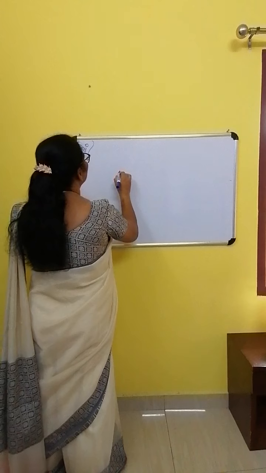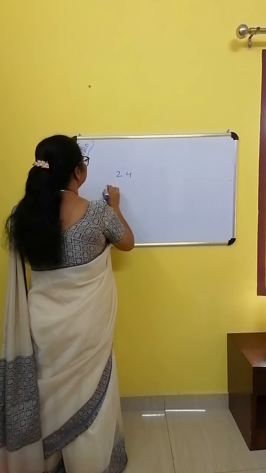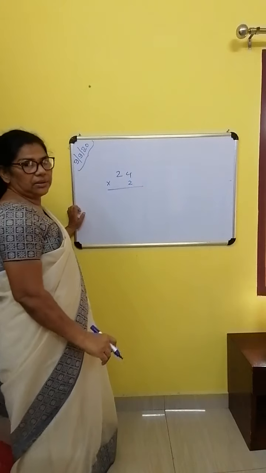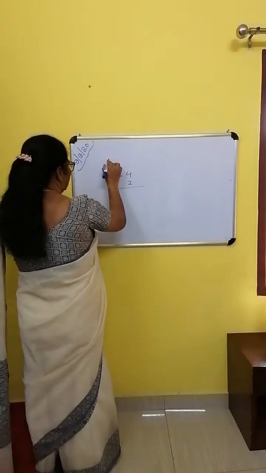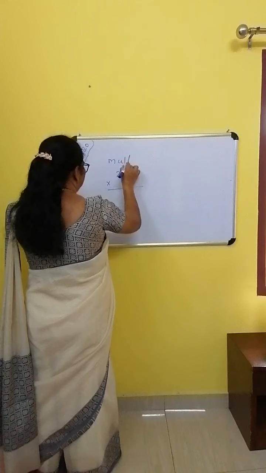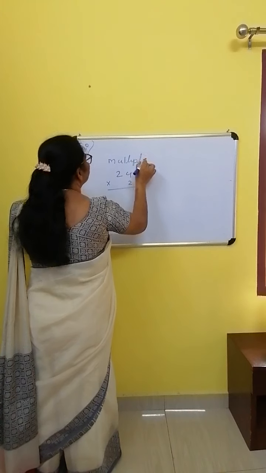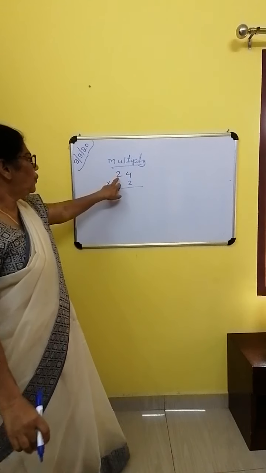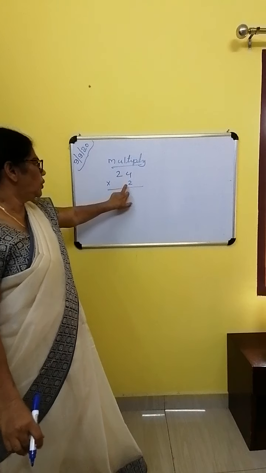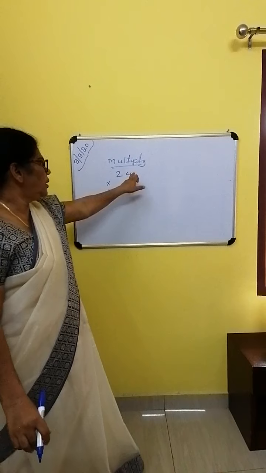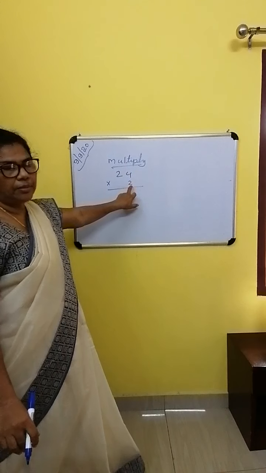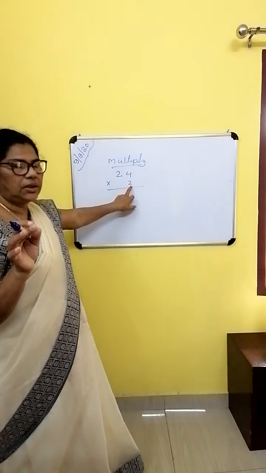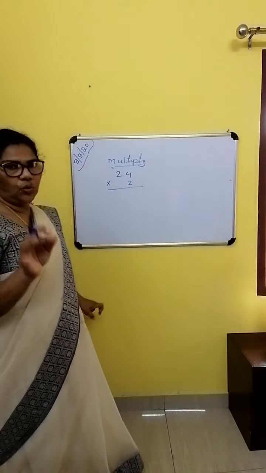Here I will tell you, 24 into 2. We are multiplying this number. Multiply the heading. Multiply. Here 24 into 2. When you write 2, write it in the ones place. We are multiplying by a one-digit number, so if there is only one digit, you always write it in the unit place.